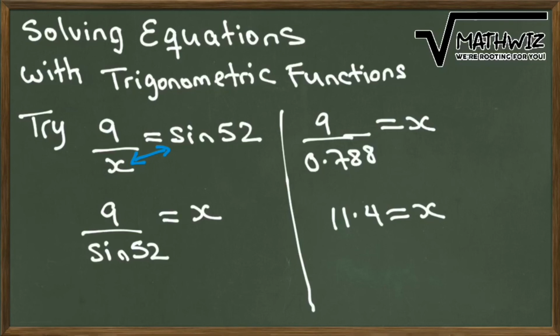So once again, the x goes up top, the sine 52 goes below. We then have sine 52 in the calculator giving us 0.788. And when we put 9 divided by 0.788 into the calculator, you get your answer of 11.4.